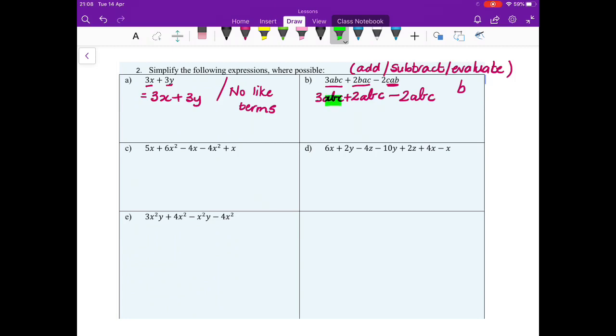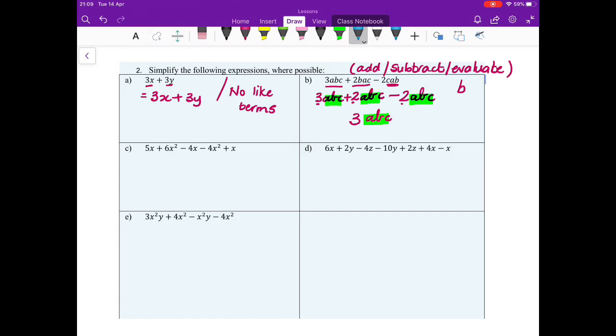Let's have a look. Do I have like terms? ABC, ABC, ABC. So what do I do? I write ABC down, and then I add the coefficients. I add the numbers. 3 plus 2 is 5. 5 minus 2 is 3ABC.